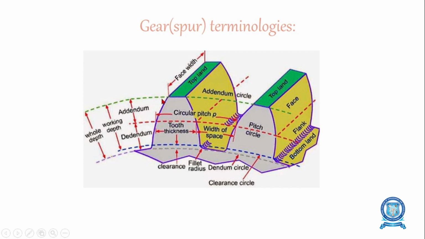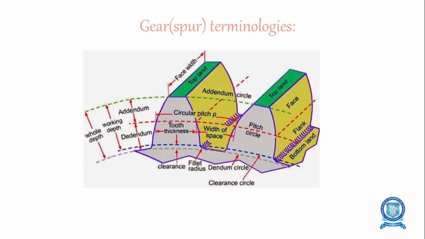Then dedendum circle, it is also called the root circle. So here the circle that coincides with the root of the gear tooth, or bottom of the gear tooth, is called the dedendum circle.